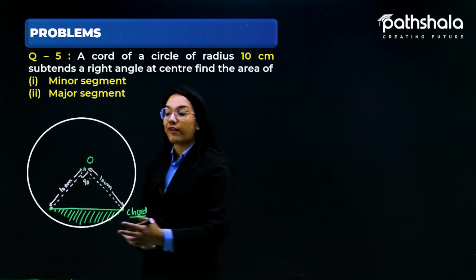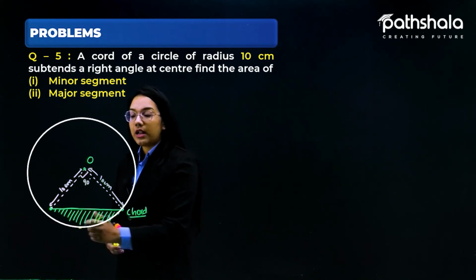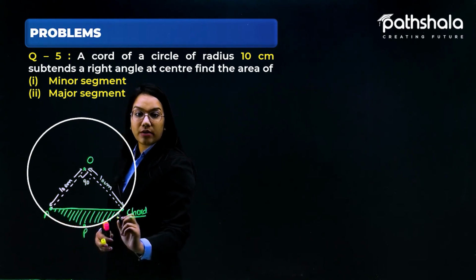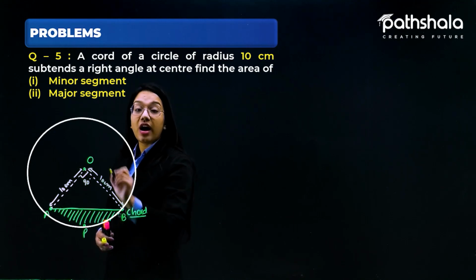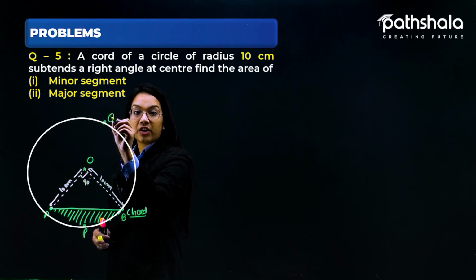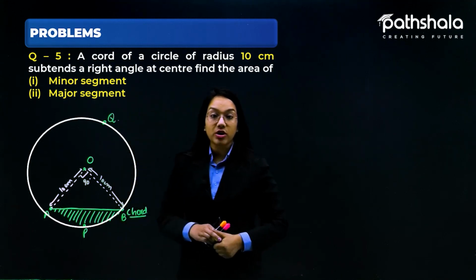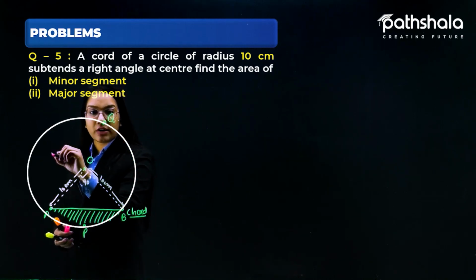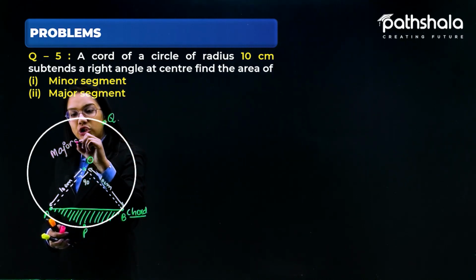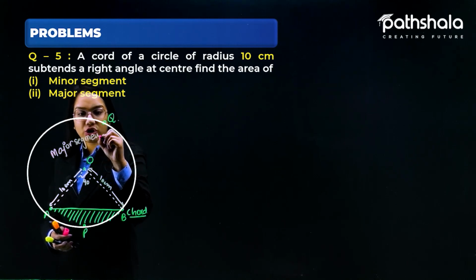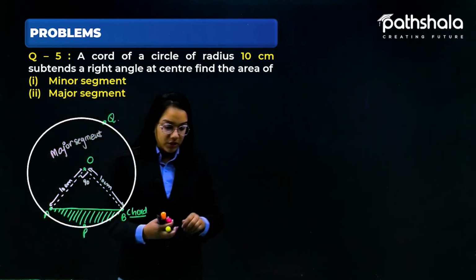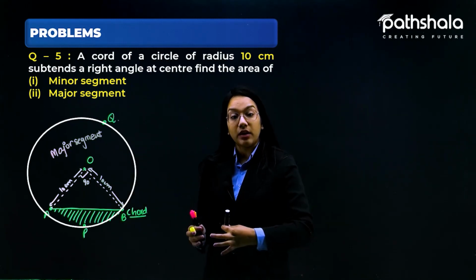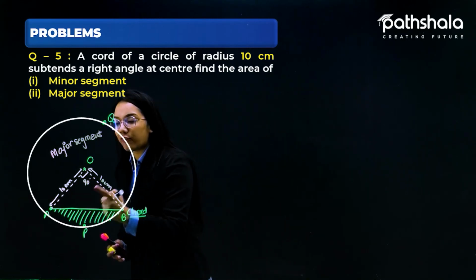In order to find the area of this minor segment, let us suppose I call this point A, this point P, this point B, and any particular point over here Q. Now, this is my major segment. In order to find the area of the minor segment, we have to find the area of this particular sector and subtract the area of the triangle over here.